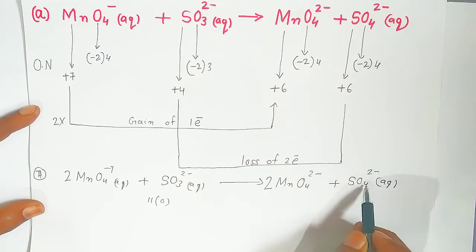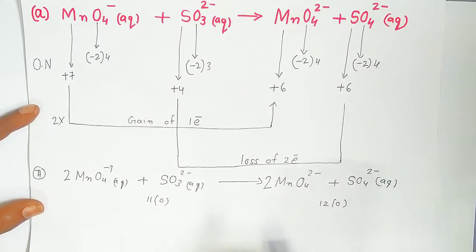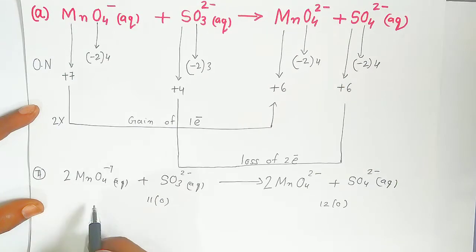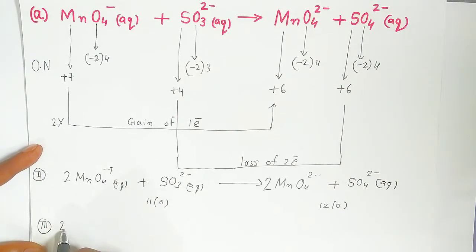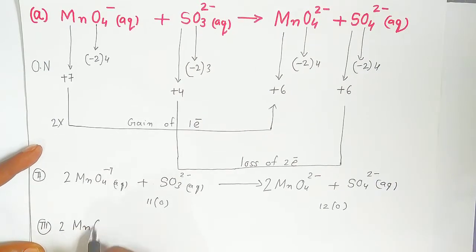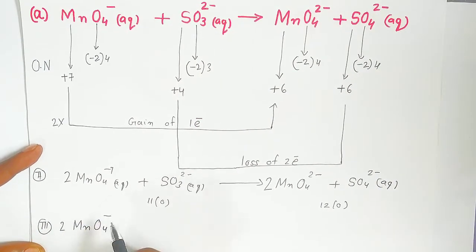2 4 and 8 plus 4 is 12 oxygen on this side. So that means 1 water molecule we are going to add on the reactant side. Okay students, in the third step, only 3 steps you need to balance this type of reaction. So MnO4 minus.